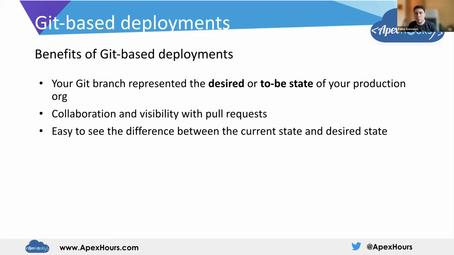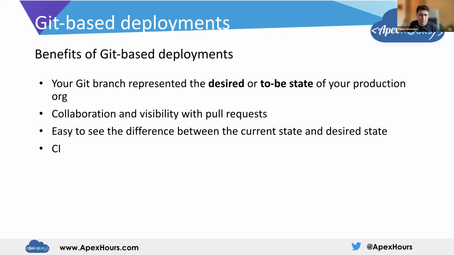But again, the most important thing is that unlike in a change set, where you just take metadata from A to B, in a Git-based deployment, the branch represents the desired state. So another way of thinking of a Git-based deployment is that it represents the intent, right? The intention of your changes are now captured in a Git branch. And also, of course, this is what enables continuous integration to happen in the first place.